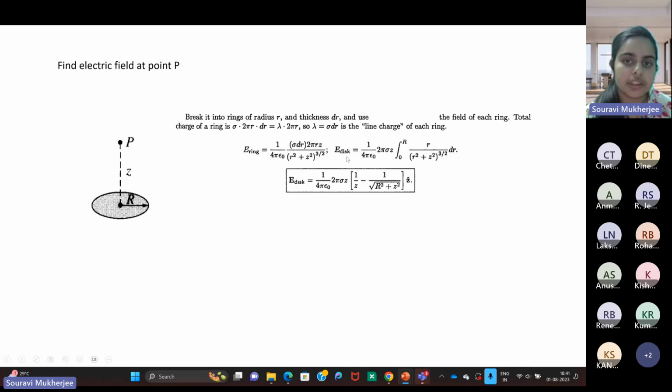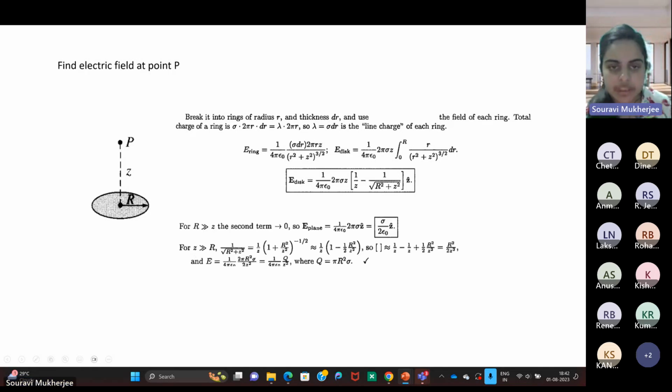But now when you find it for the disk, what you do is you integrate it over r. So your r now varies from 0 to capital R. If you do this integration, you would get something like this. So this is your electric field for this disk with a uniform surface charge density of sigma, right?